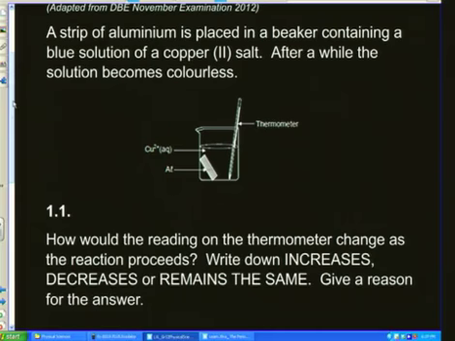Guys, this is really important. The blue solution comes from the fact that we have Cu2 plus ions. If the Cu2 plus ions disappear, that means I'm going to be forming copper metal. The Cu2 plus ions are being taken out of the solution, okay?